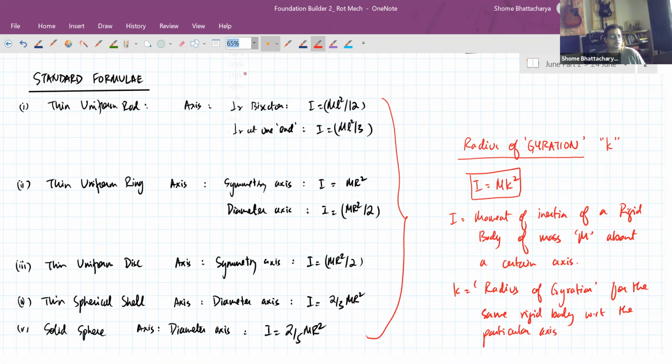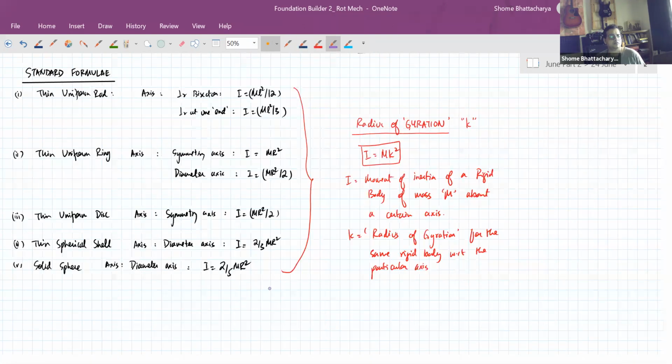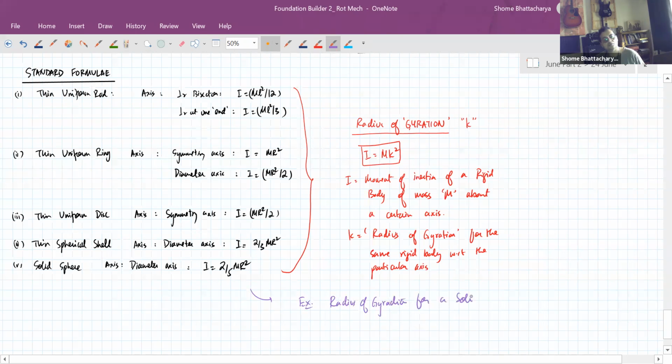Okay. So for example, the radius of gyration for a solid sphere about its diameter is how much? You can see that the moment of inertia, which should be mk square, is equal to 2 by 5 mrs. So from that we can see that the radius of gyration is square root of 2 by 5 times the radius of the sphere.